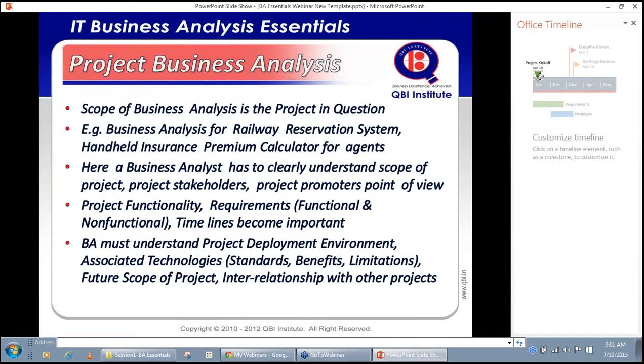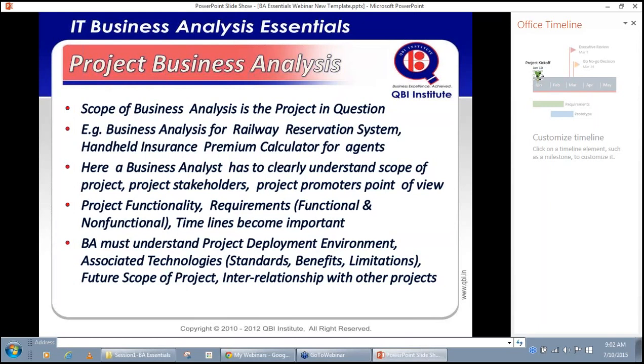So say for example, let's say in your company, various insurance agents go to the client and there they have to calculate the premium then and there. So you give them a handheld premium calculator or a handheld iPad on which your, let's say, application resides. So on a given project, you have to understand the scope of the project, who the project stakeholders are.